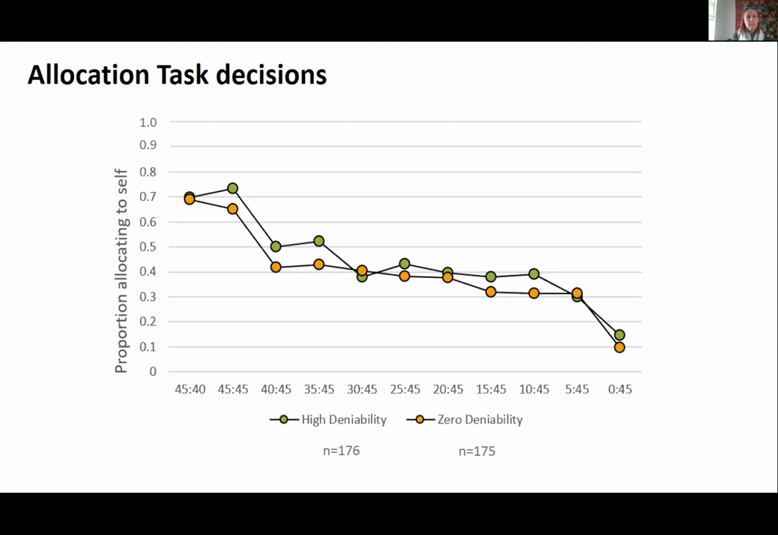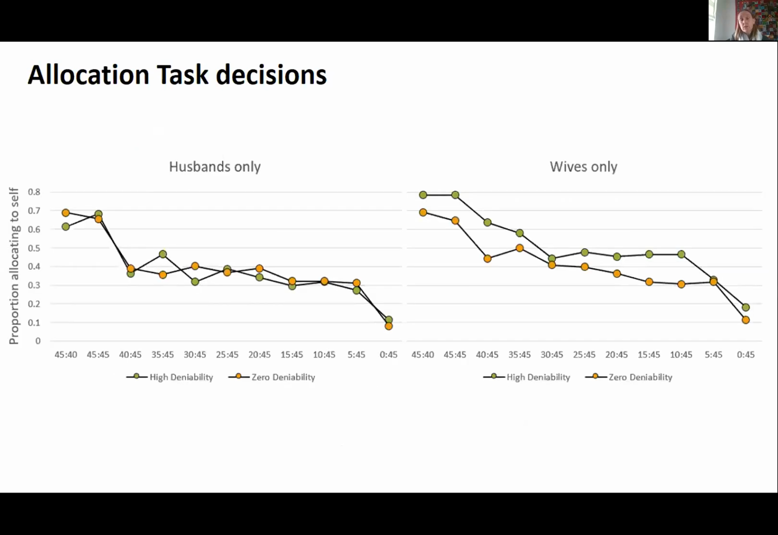Okay, next question. Here we're looking at the difference between the high deniability and the zero deniability in order to answer the second question. When we pool the data across husbands and wives, we see no difference. There's really no discernible difference when we look at these graphs. However, when we separate the husband's decisions from the wife's decisions, we see a clear gap between the wife's strategy in the high deniability treatment and the zero deniability treatment. When their decisions are hidden and they can keep the money hidden, they're more likely to allocate to self.